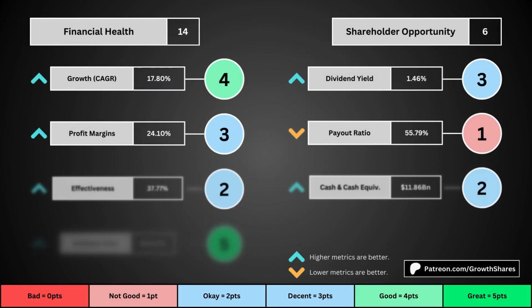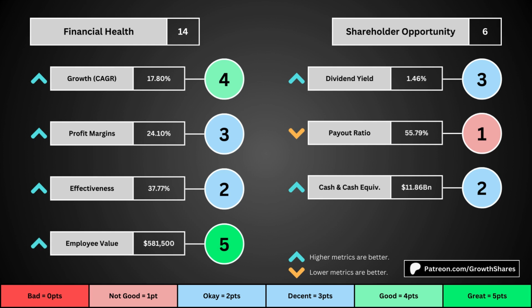The first set of metrics deal with the company's financial health, with its projected earnings growth for the next 5 years, its profit margins, its effectiveness, which looks at the company's returns on equity, assets, and invested capital, and then the employee value, which looks at how much value the average employee adds to the business. You can see the values for each of these metrics, as well as the point totals awarded in the bubbles.